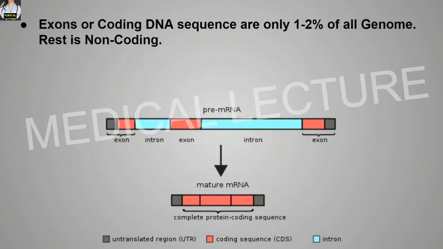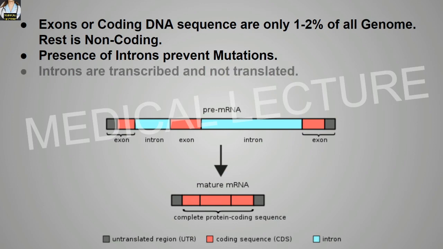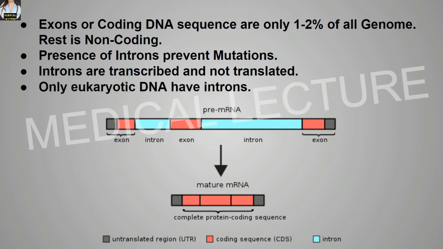The exons, or the coding DNA sequence, are only 1 to 2% of the whole genome, and the rest is non-coding. The presence of the introns basically prevents mutation. So remember, the introns do not code for any sequence, but only the exons basically code. Introns are transcribed and not translated. But introns are important because they prevent mutation. Only eukaryotic DNAs have introns.